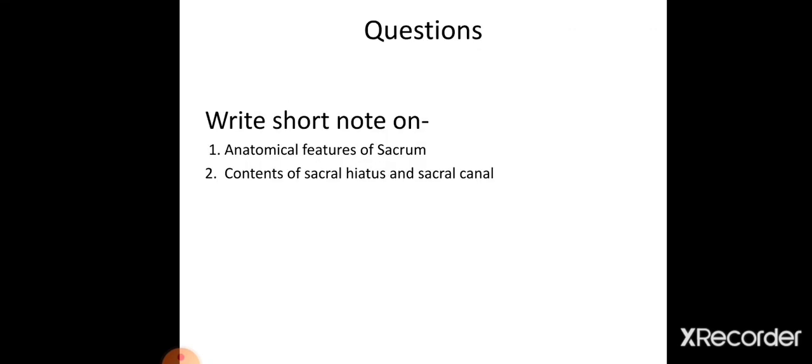Now the questions which are important from this topic. Write a short note on anatomical features of the sacrum. Then the second question is contents of sacral hiatus and sacral canal. These are always confusing. What are the contents of sacral hiatus and sacral canal? So you just go through it.